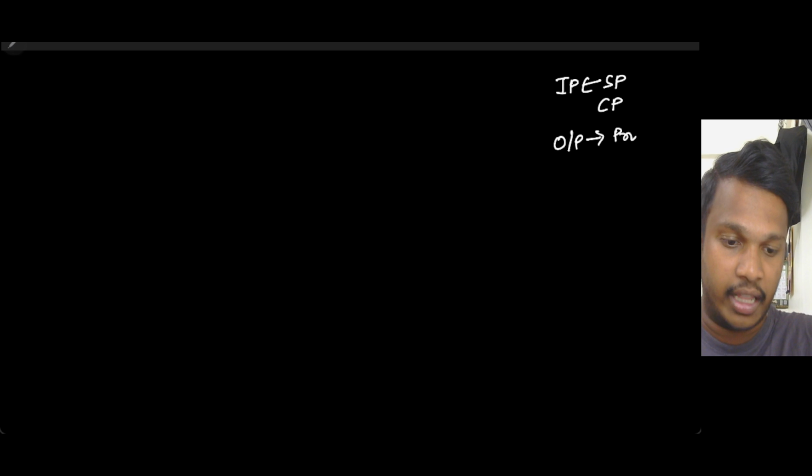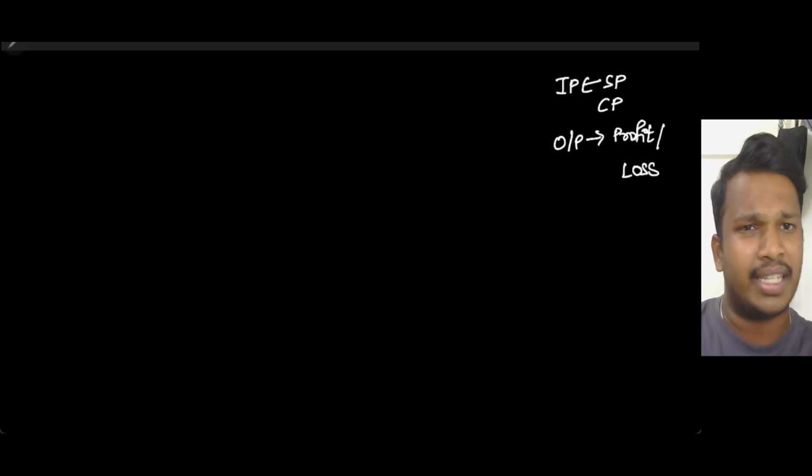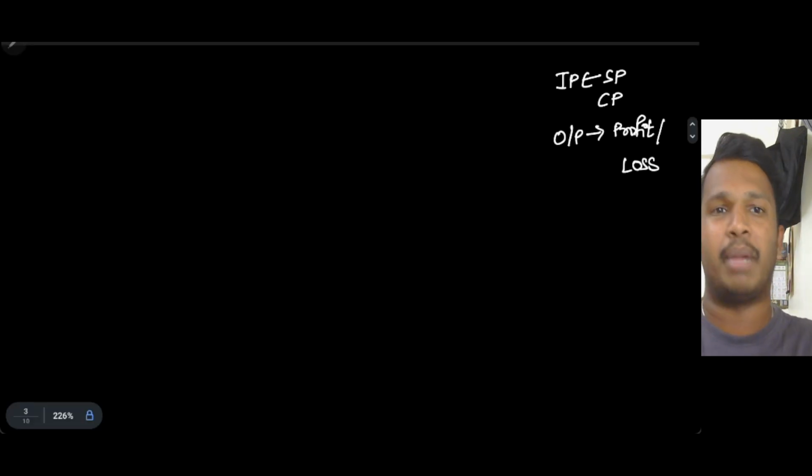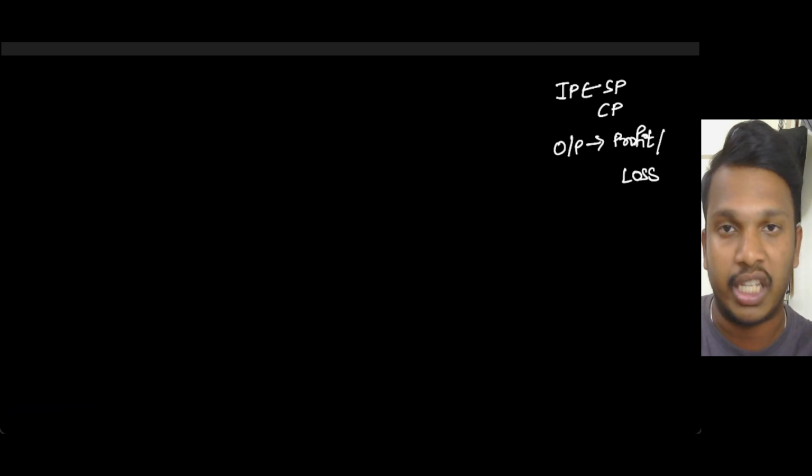The output is either profit or loss. Only two scenarios. These are the two scenarios possible. Okay, and now what is the method? We'll write the program and we'll understand. And at last we will execute and we'll see the results also.